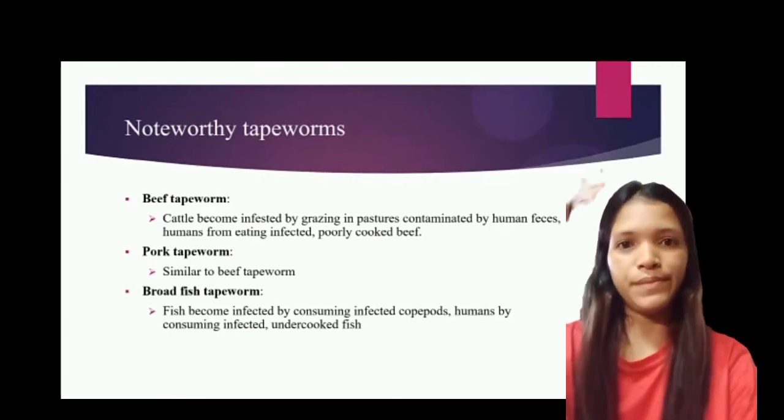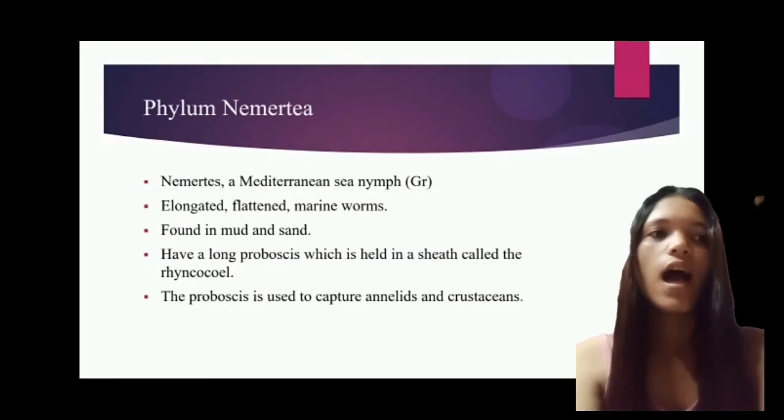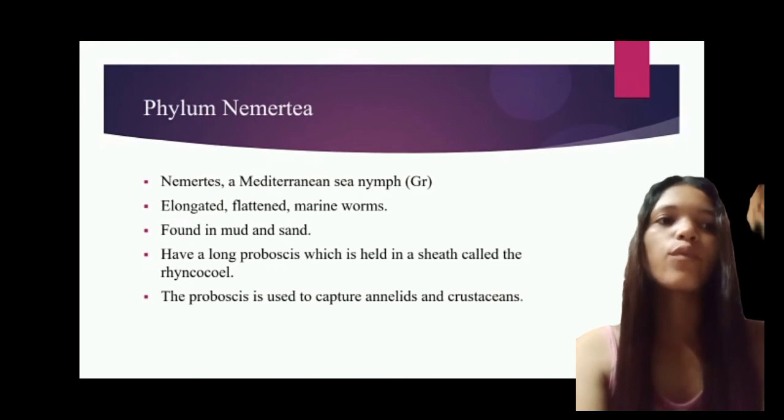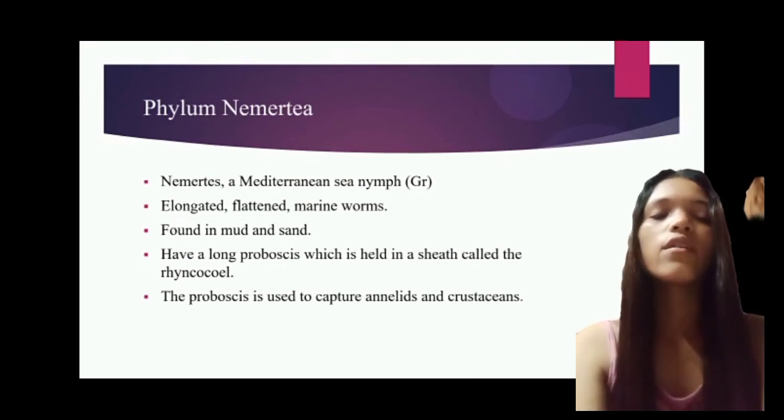Phylum Nemertea, also known as ribbon worms, are proboscis worms. Elongated, flattened marine worms, mostly found in mud and sand, have a long proboscis which is held in a sheath called the rhynchocoel.